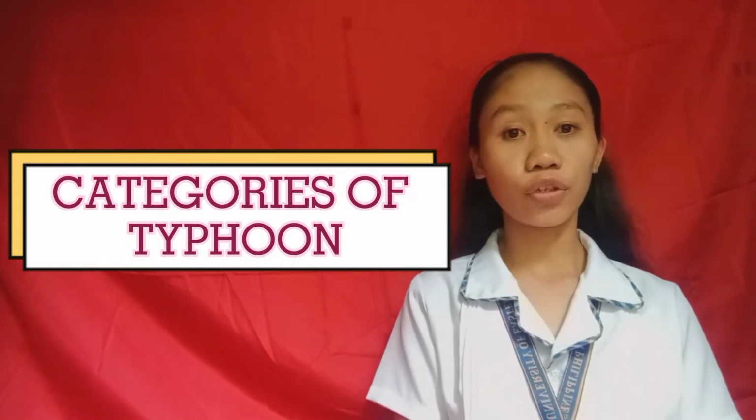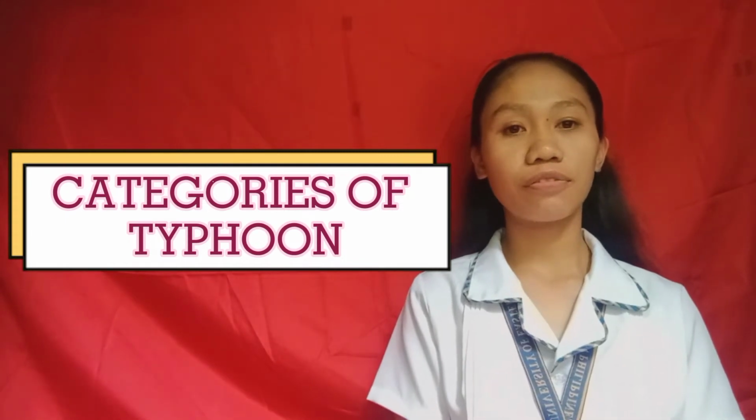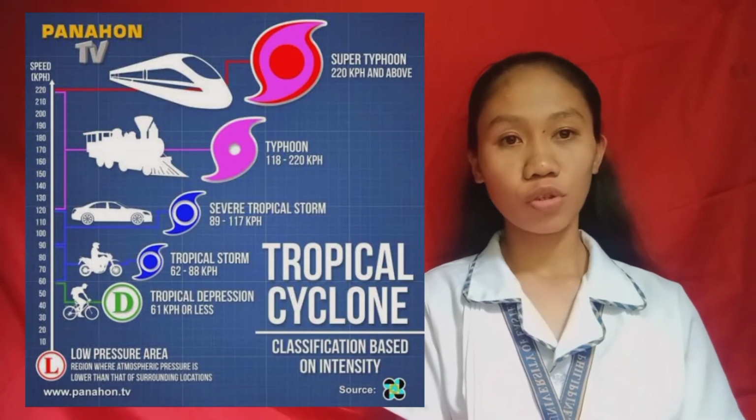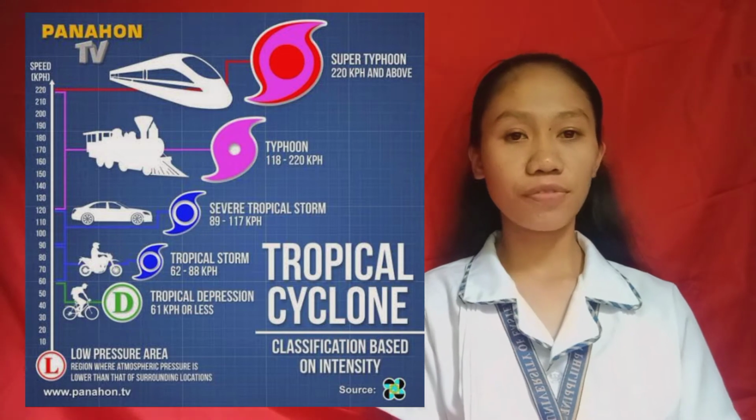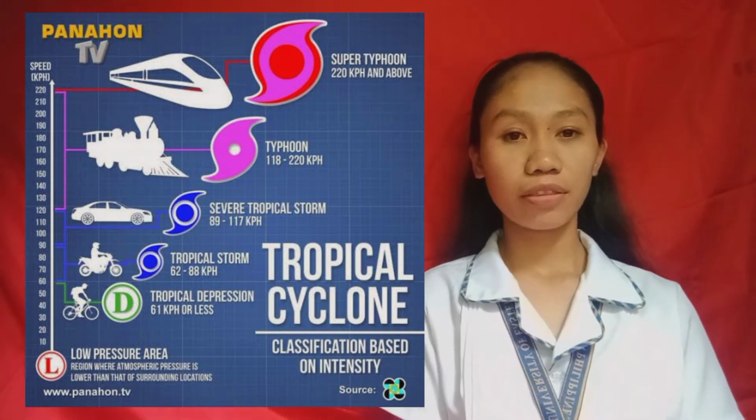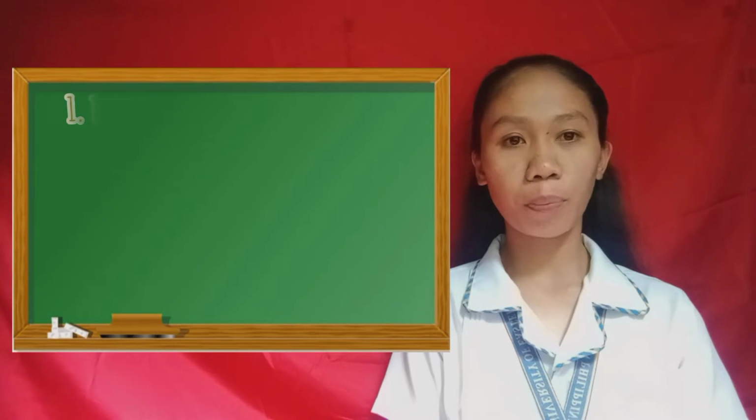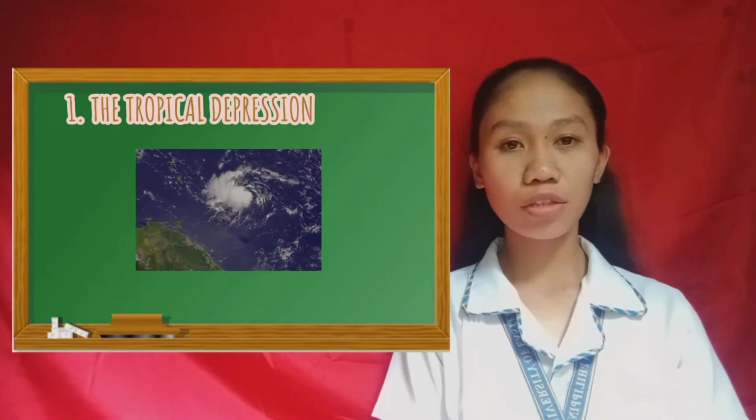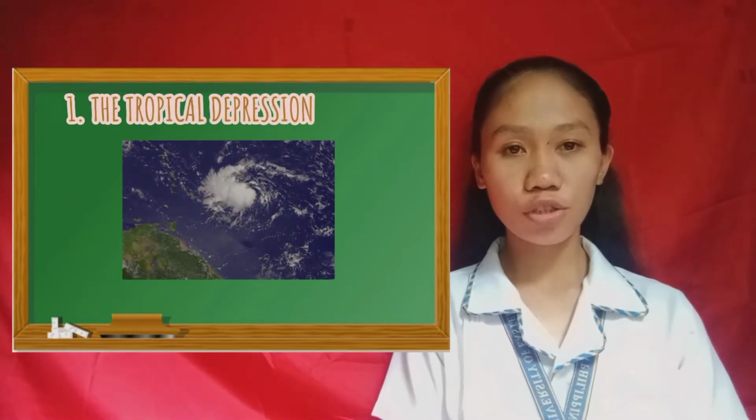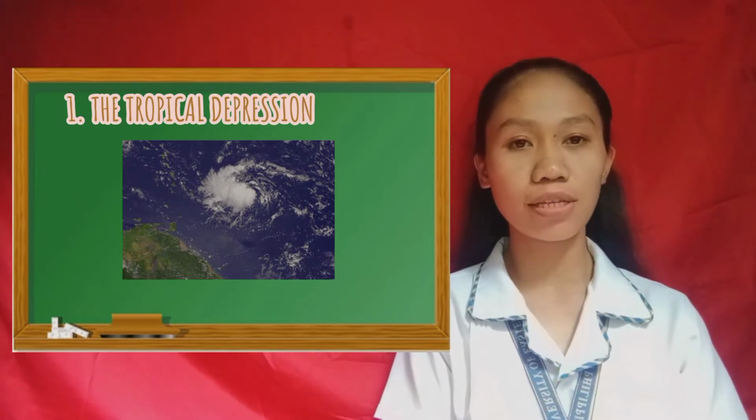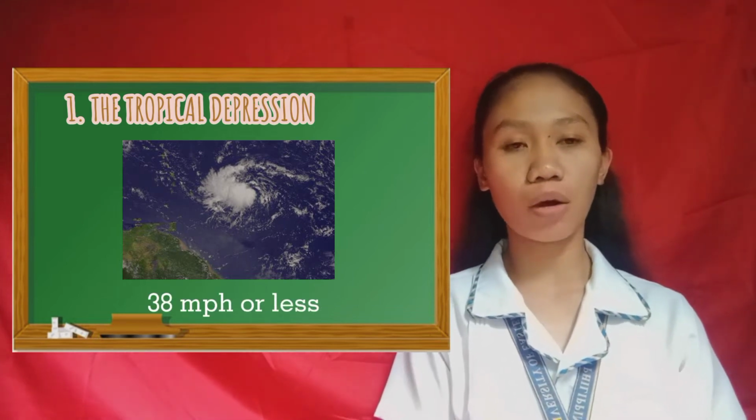Class, for your information, there are five main categories of typhoon. These are the tropical depression, tropical storm, severe tropical storm, typhoon, and super typhoon. The first category of typhoon is the tropical depression. When we say tropical depression, it is a tropical cyclone that has maximum sustained surface winds of 38 miles per hour or less.